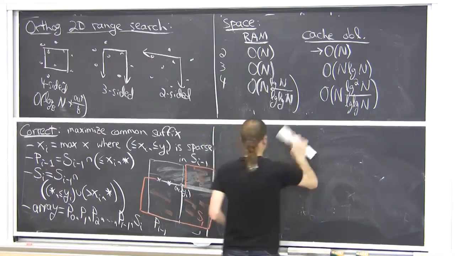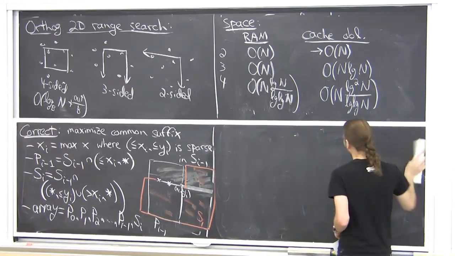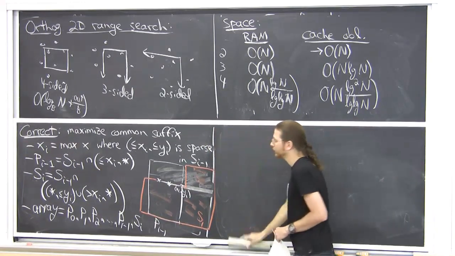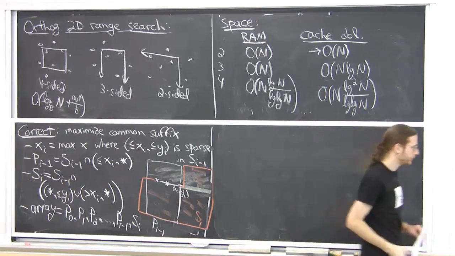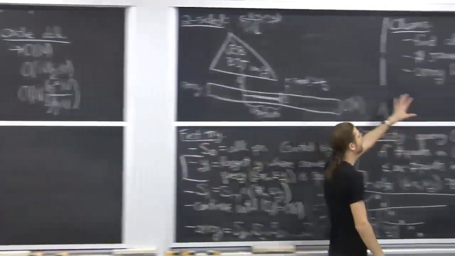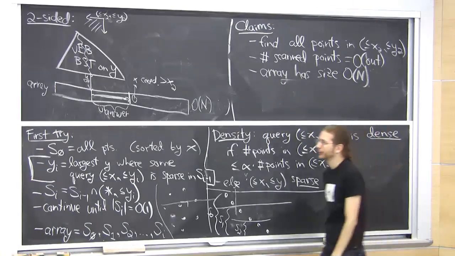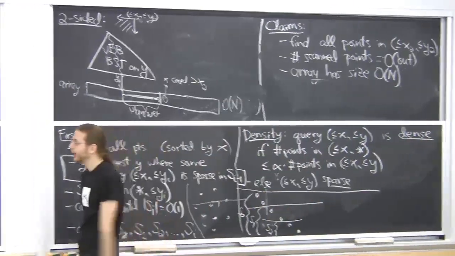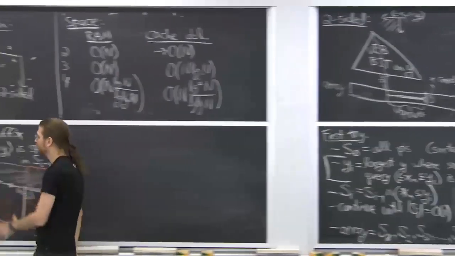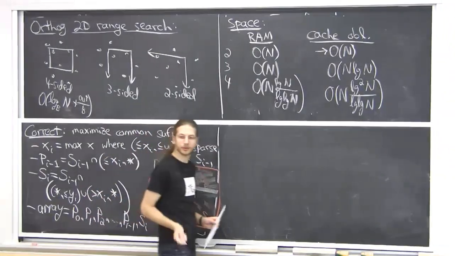So I know this is weird, but let's jump to the analysis, these claims, in particular that the array has linear size. Let's think about that, and it will become clear why the heck we made these choices. Unless you have a question first.